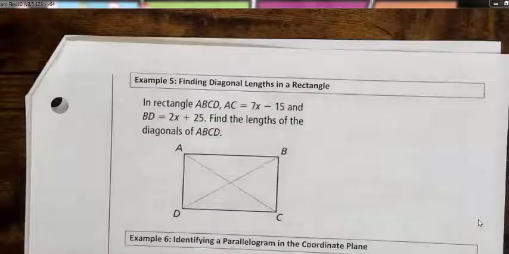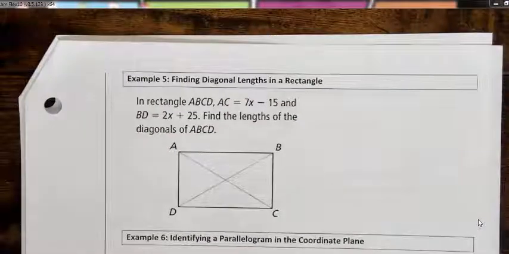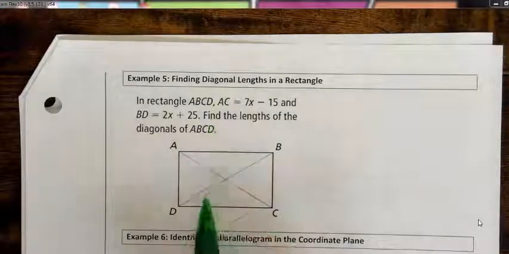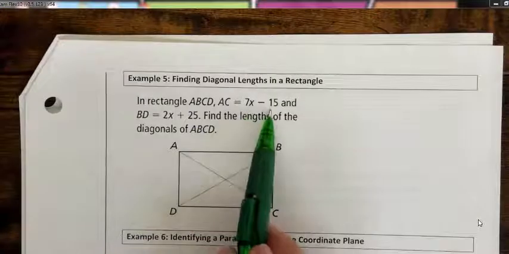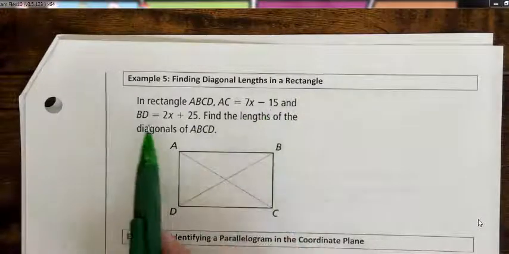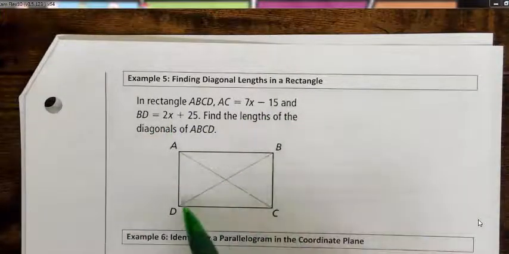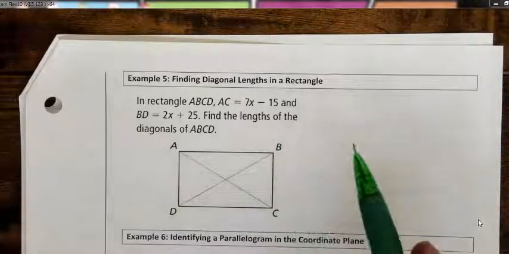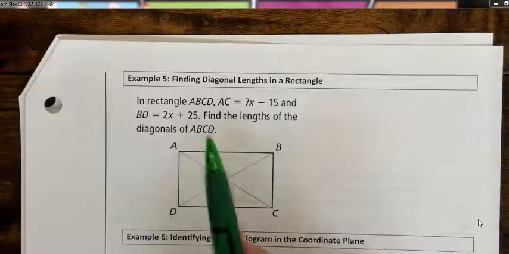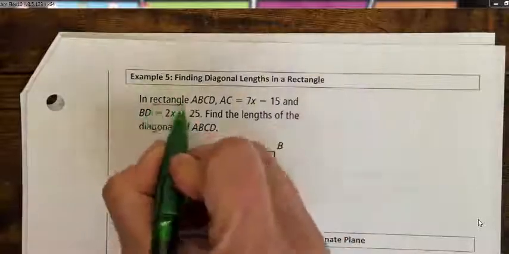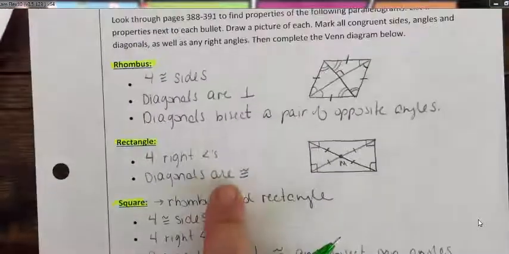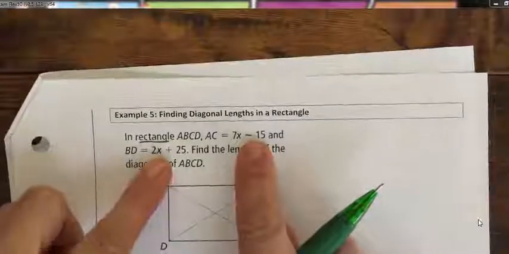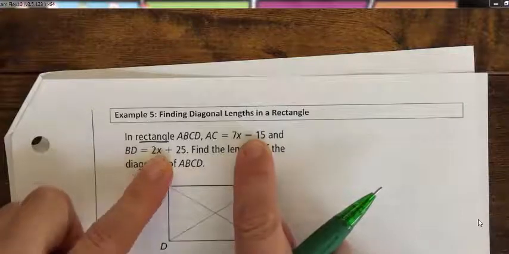Okay, example 5. Finding diagonal lengths in a rectangle. So in this rectangle, the length of AC is 7x minus 15, and the length of BD, the other diagonal, is 2x plus 25. Find the lengths of the diagonals. Well, we know that it's a rectangle. Now, what do we know about diagonals in a rectangle? Diagonals are congruent. So I've been given expressions for the length of each diagonal. If they're congruent, I can set them equal to each other.